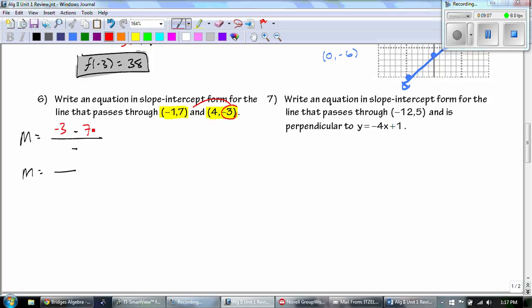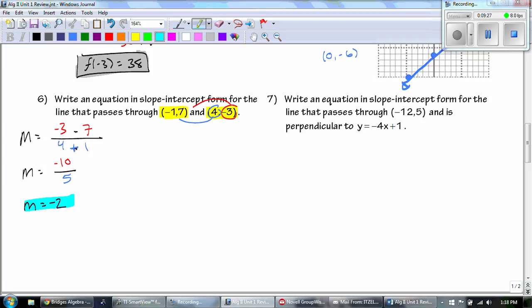So we have -3 minus 7 on the top. On the bottom we have 4, and that's 4 plus 1. So on the top, -3 minus 7 is -10. 4 plus 1 is 5, and I can actually reduce that to -2.